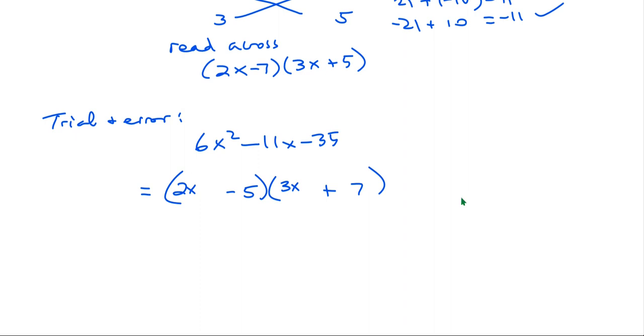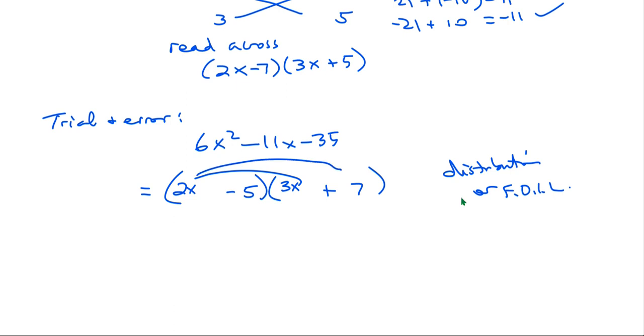Okay. Now, if I do the distribution, or FOIL, F-O-I-L, I want to see, did I factor this correctly? Does this look like my original question? So let's try. 2x times 3x, that's 6x squared. That's good. Now, 2x times 7 is 14x. And here I have minus 15x. So 14x minus 15x doesn't equal -11x. I know my last two will be -35 because that's how I pick those numbers. But I can see that this is not correct because the middle terms will not add up to -11. So I'm going to change them.